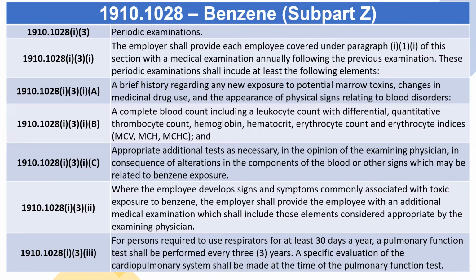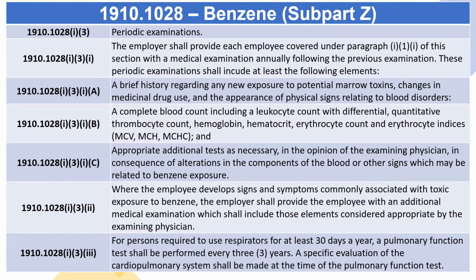A complete blood count including a leukocyte count with differential, quantitative thrombocyte count, hemoglobin, hematocrit, erythrocyte count and erythrocyte indices, MCV, MCH, MCHC, and appropriate additional tests as necessary, in the opinion of the examining physician, in consequence of alterations in the components of the blood or other signs which may be related to benzene exposure.